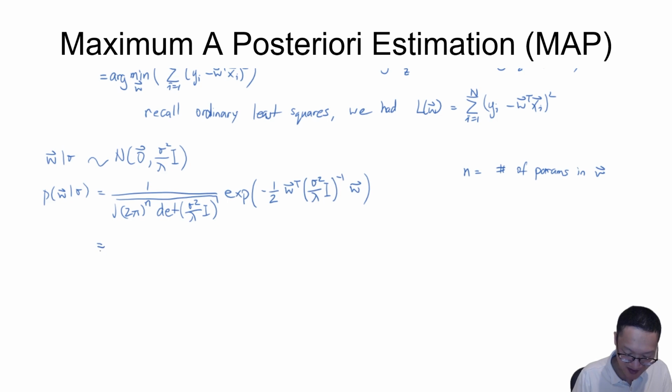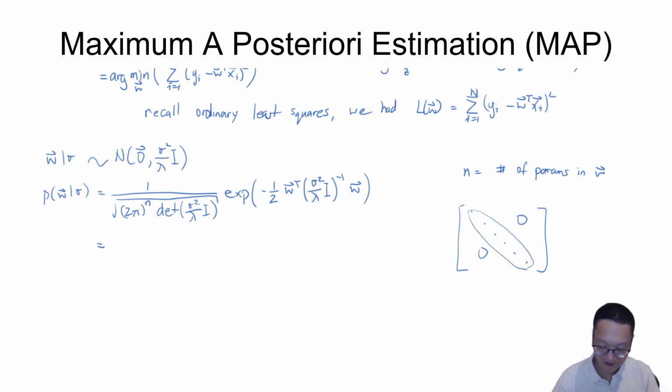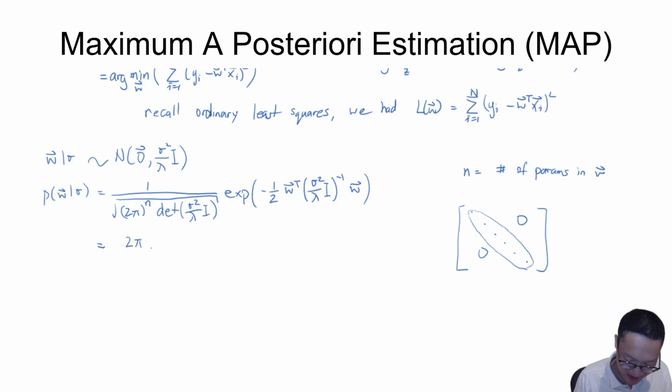Okay, so now we can simplify this a bit. The determinant of a diagonal matrix is just going to be the product of all of these diagonal elements. And there's going to be n of these elements. So that's why the determinant can become all the diagonal elements raised to the power of n. So then all of them can join the 2 pi to the power of n here. Okay, so 1 over the square root of that. Times exponential.